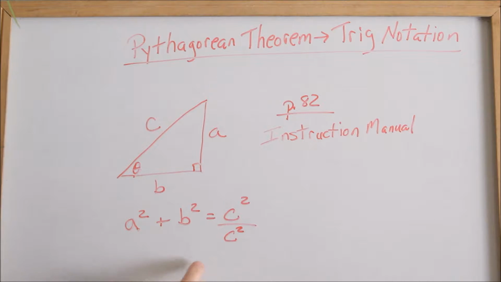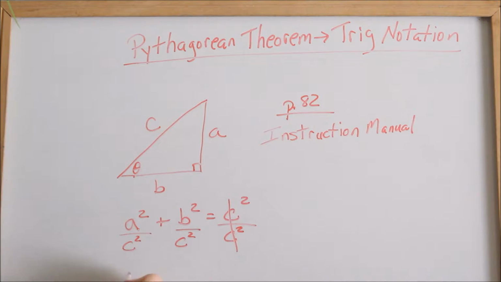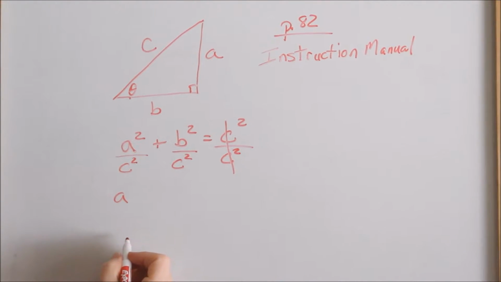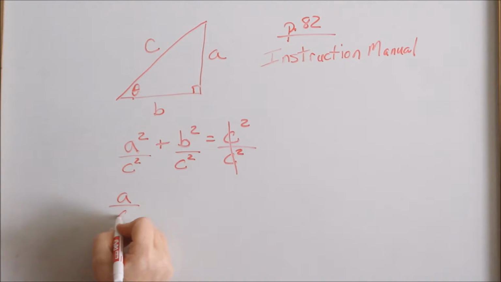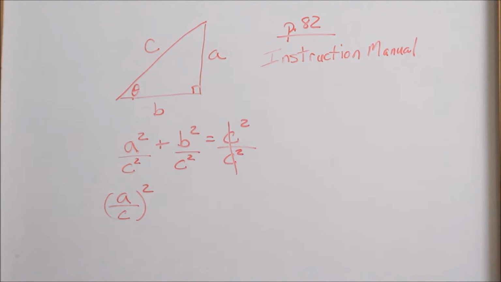Well, in the world of algebra, whatever we do to one thing, we have to do to everything to keep the equation balanced. So we divide everything by c squared. So this now becomes 1. Instead of writing a squared over c squared, I'm going to write a over c, the whole thing squared, because that's the same thing. That means a over c times a over c, which is a squared over c squared.